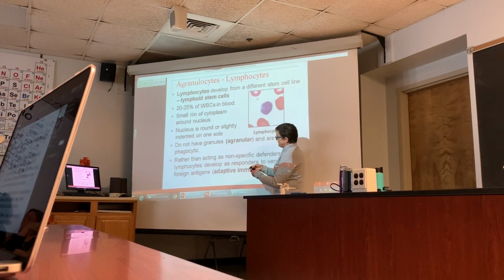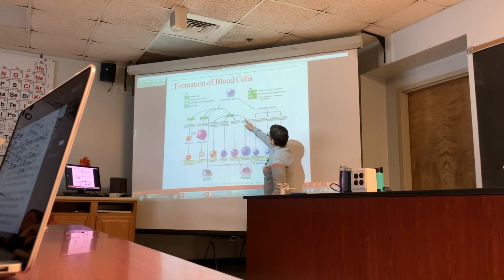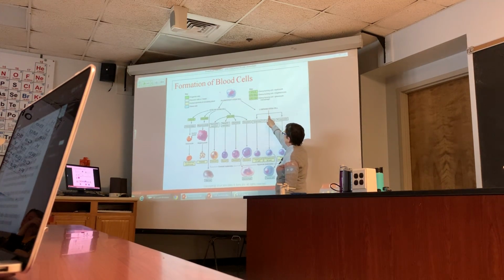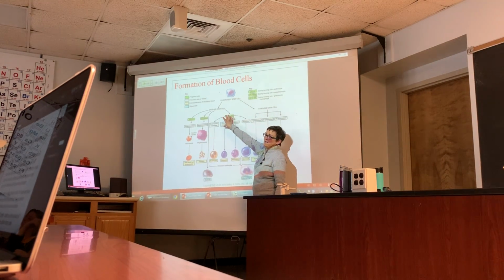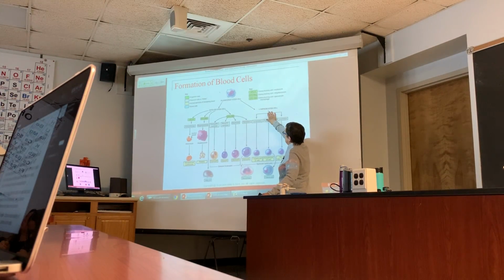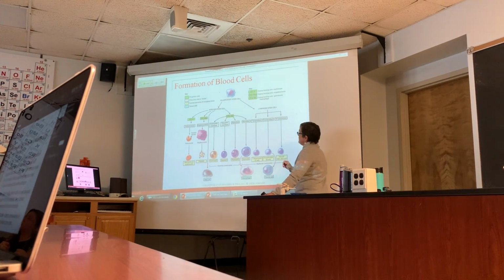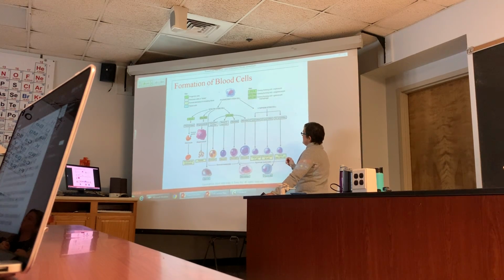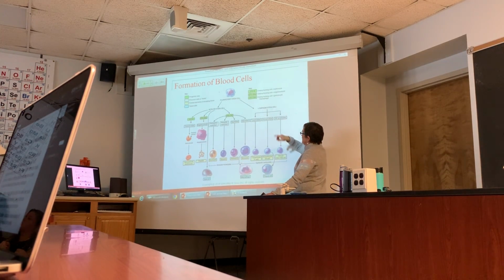they develop from a different cell line. Remember, they develop from the lymphoid stem cell line. All these other cells develop from the myeloid stem cell line in the red bone marrow. These guys develop from the lymphoid stem cell line. All of these, though, come from a stem cell, the pluripotent hematopoietic stem cell in the bone marrow. Lymphoid stem cells give rise to T cell lymphocytes, B cell lymphocytes, and natural killer cells.